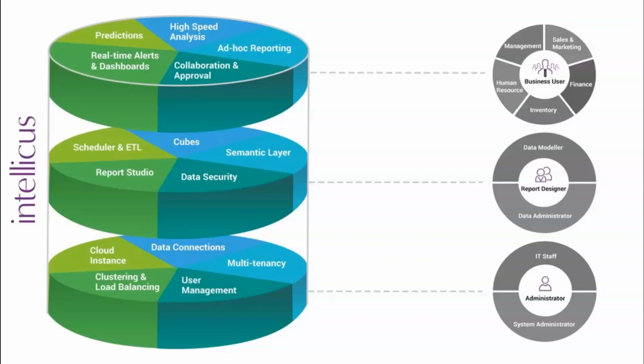I will begin with the basic product architecture of Intellicus, so that when I use certain screens to do certain activities, we know what I'm trying to do, in which part of the product, and so on. So logically, Intellicus is divided into 3 layers. The lowest layer shown here is for the system administrators for setting up the connections, security, user management, and so on.